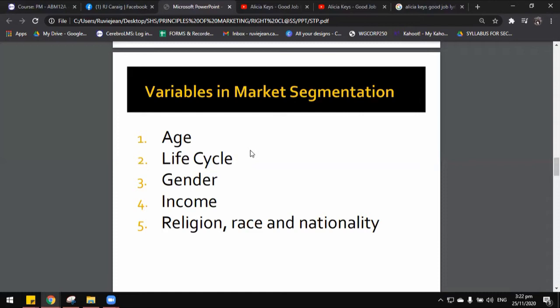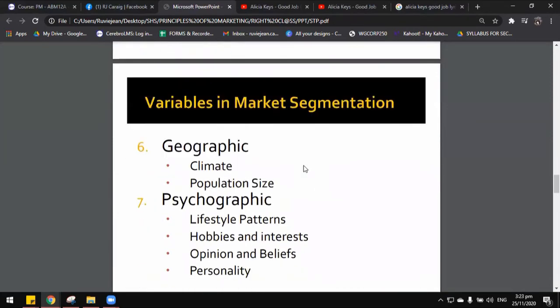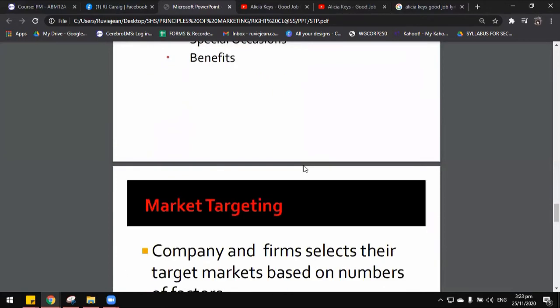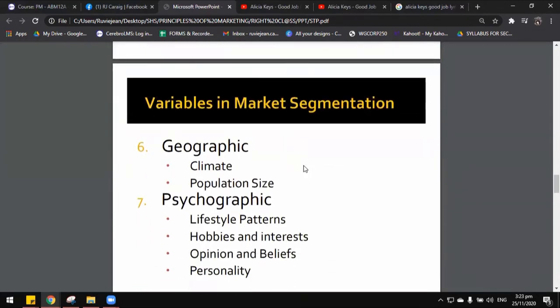So those are the different demographic variables for market segmentation. We have age, life cycle, gender, income, religion, race, and nationality. Okay, now let's move forward with the next variable, which is, bakit ganun? Sorry, mali yung numbering. Mali siya. Okay, next class in market segmentation is geographic. Okay, so this is also another variable class, geographic variable.